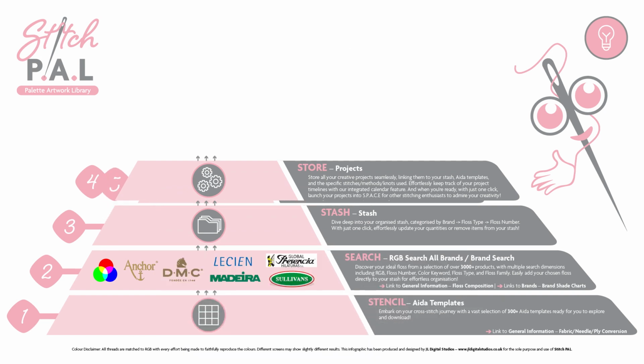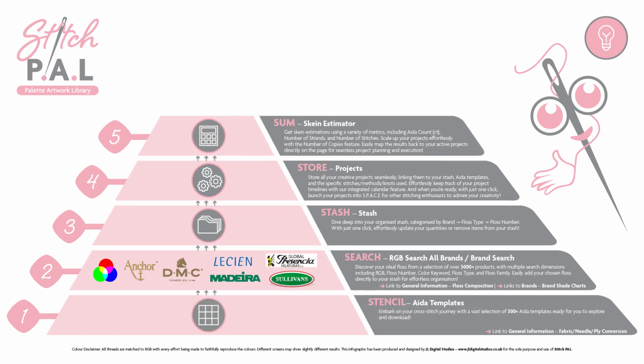Stage 5 is all about skein estimations. Get skein estimations using a variety of metrics including Aida count, number of strands and number of stitches. Scale up your projects effortlessly with the number of copies feature. Easily map the results back to your active projects directly on the page for seamless project planning and execution.